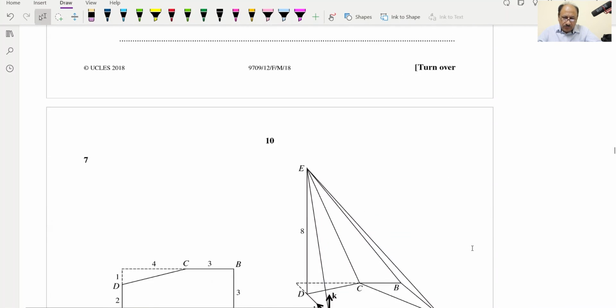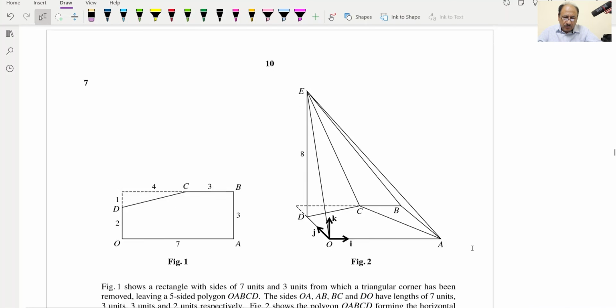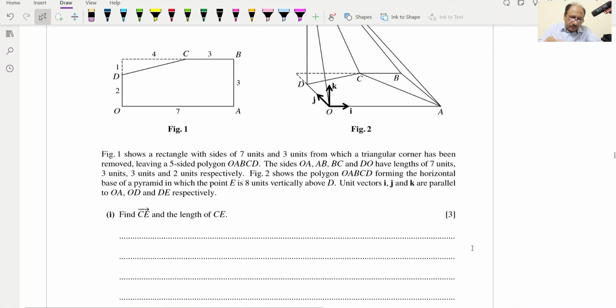Now we can move to the next question, question number 7. Question number 7 says figure 1, which is this one, shows a rectangle with sides 7 units and 3 units from which a triangular corner has been removed. This triangular corner has been removed from here. So this is 3 units, and the sides OA, AB, BC, CD, DO have lengths of 7 units, 3 units, 3 units, 2 units respectively.